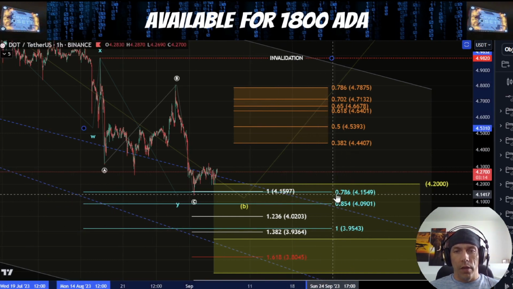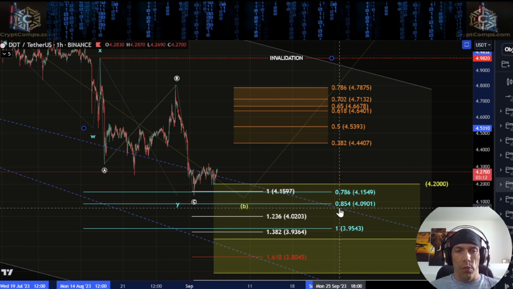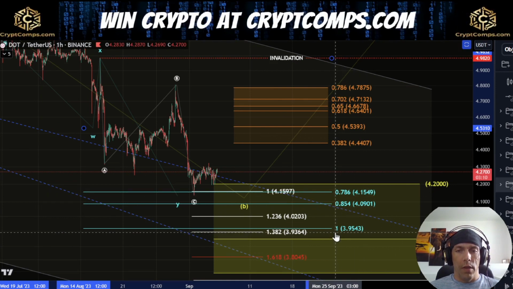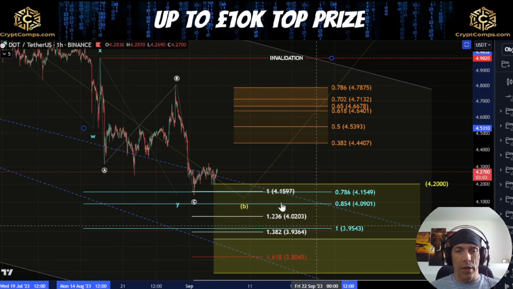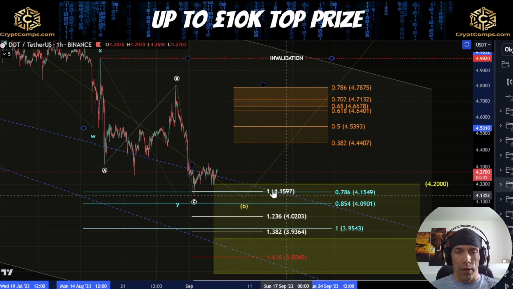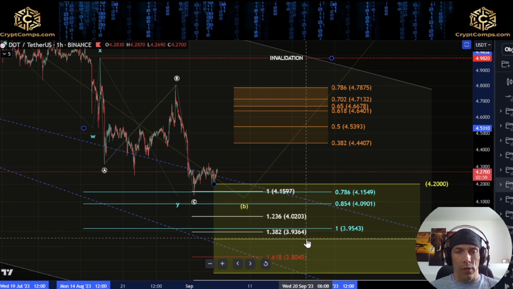We have the 786, which we've already hit. We have the 0.854 at this 409, and the 1-to-1 down here at this 395. This would also align quite nicely with this as a current ABC pattern if we look to continue to push down here, where we could see this 1382 getting hit.